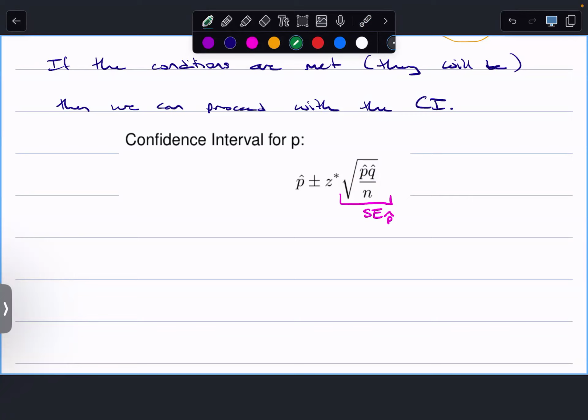One thing we didn't talk about that I'm going to introduce now is that this whole plus minus chunk is called the margin of error. We talked about the margin of error, but we didn't name this chunk the margin of error. But now you know. So you've got the standard error, but when you multiply it by your Z, which determines the width of your interval, then that is your margin of error.